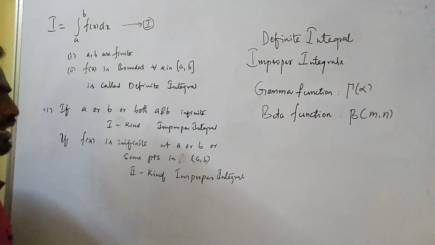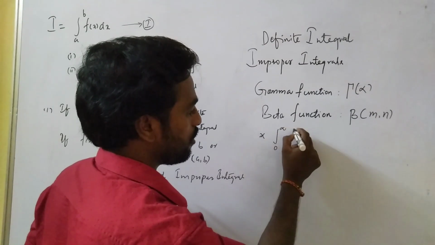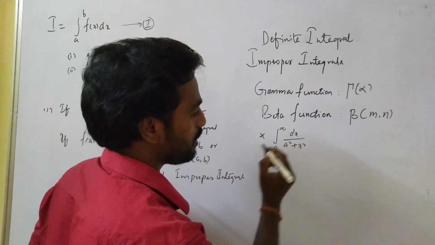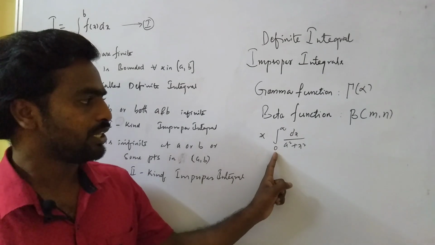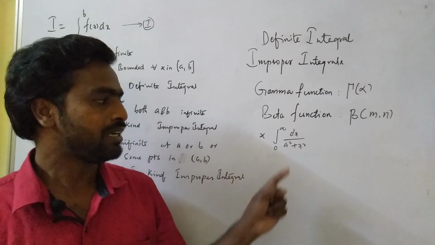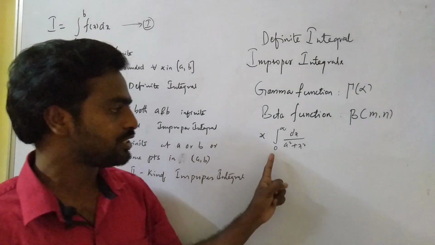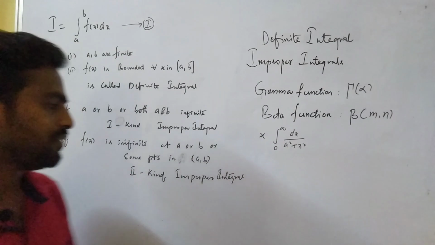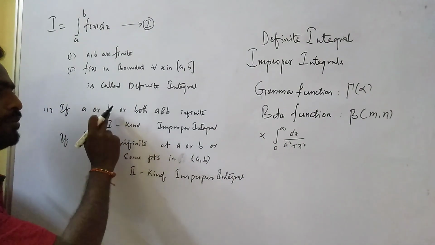Okay? So see here, I will explain one problem, one example. Integral 0 to infinity dx by a square plus x square. Here limits are 0 to infinity. So 0 is a finite value, infinity is not a finite value. That means b equal to infinity, a equal to 0 if compared with equation 1. So a is finite, b is not finite. That means it is the first kind of improper integral, because the limit is infinite.